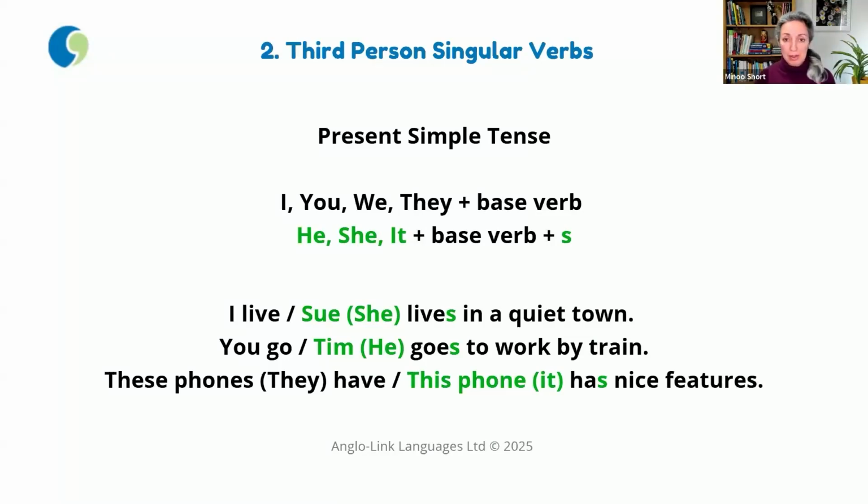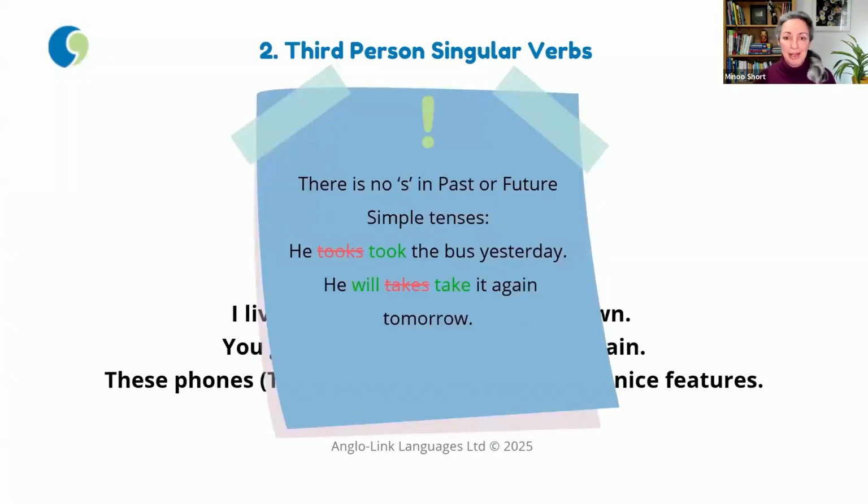Some notes about this use of the letter S. Remember that there is no S in past or future simple tenses. The S is only present in the present simple tense. So avoid saying things like he took the bus yesterday, or in the future tense, he will takes, no S after will, he will take it again tomorrow.